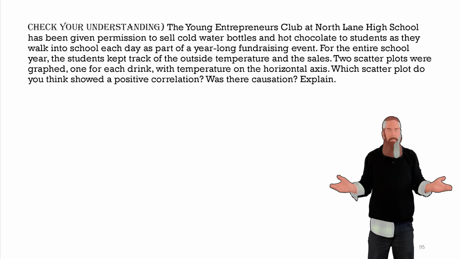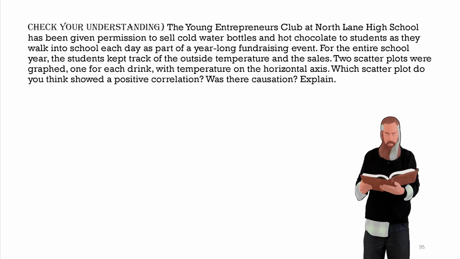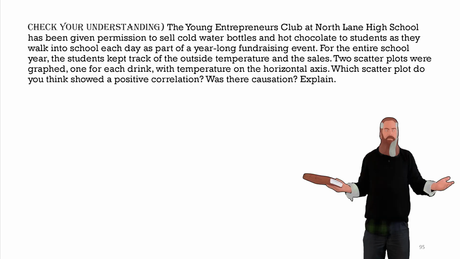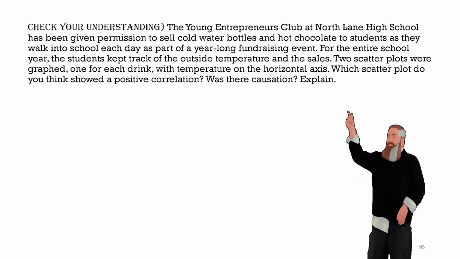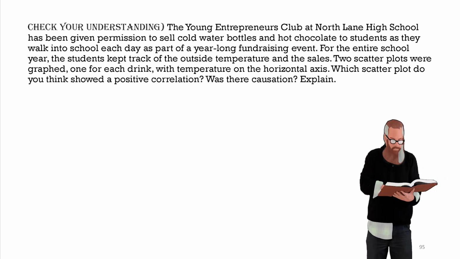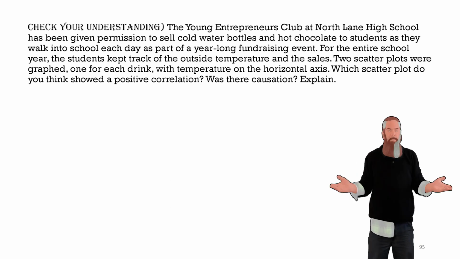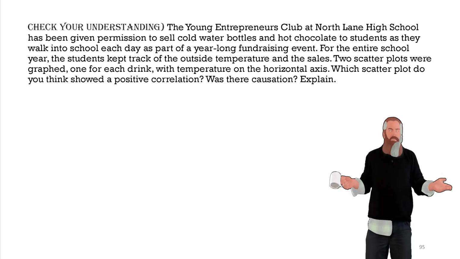Let's check our understanding of this. The Young Entrepreneurs Club at North Lake High School have been given permission to sell cold water bottles and hot chocolate to students as they walk into school each day as part of the year-long fundraising event. For the entire year, the students kept track of the outside temperature and the sales. 2 scatter plots were graphed, one for each drink, with temperature on the horizontal axis. Which scatter plot do you think showed a positive correlation?